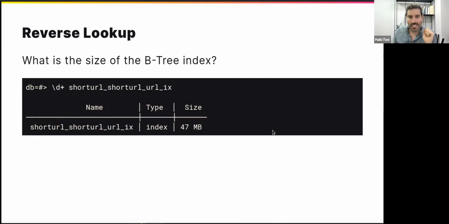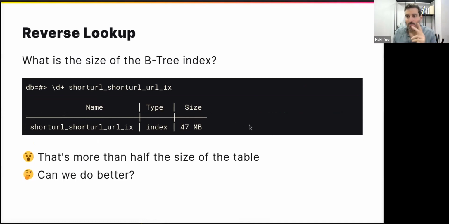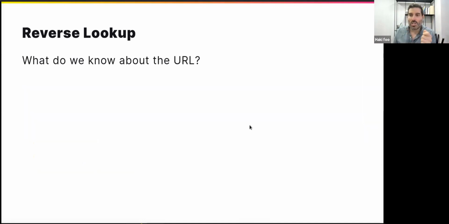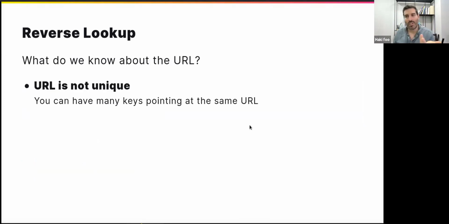So if we look at the size of the index, the size of the index on the URL field is 47 megabytes. That's big. That's more than half the size of the table. So this index will not scale very well. So what do we know about the URL? We know that URLs are not unique. We can have many keys pointing to the same URL, right? But we know that this is not very likely, so we can assume that URL is almost unique, meaning it's not unique, but it's probably pretty much unique.